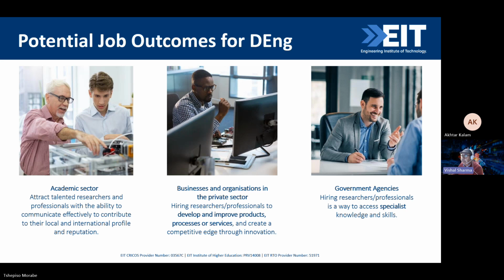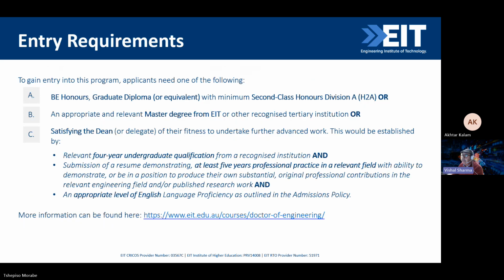And the third pathway is satisfying the dean's requirement. Now, in order to meet this requirement, you should have a 4-year undergraduate degree with 5 years of experience and an appropriate level of English. Then, if you meet all these criteria, it goes to the panel and it has to satisfy these requirements. And if it is true, then you are eligible to apply and get into this program.